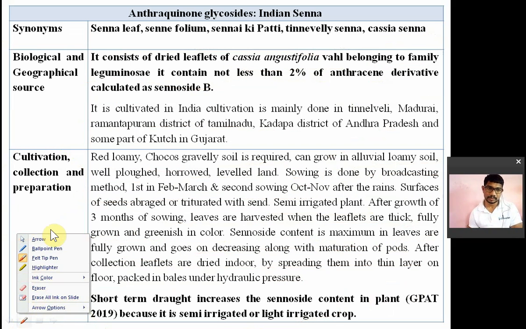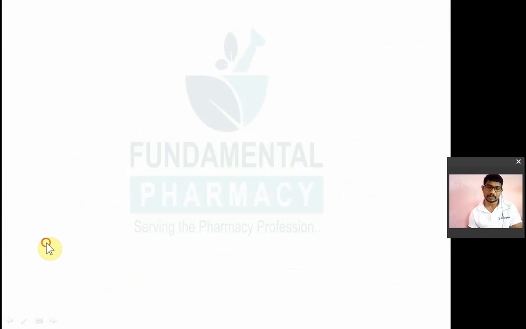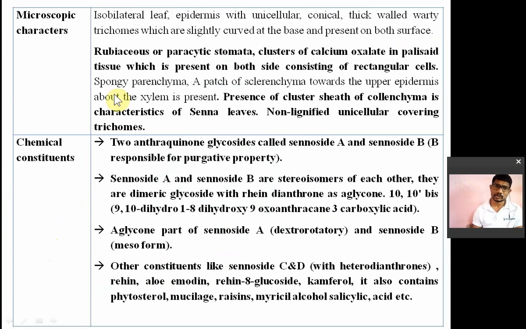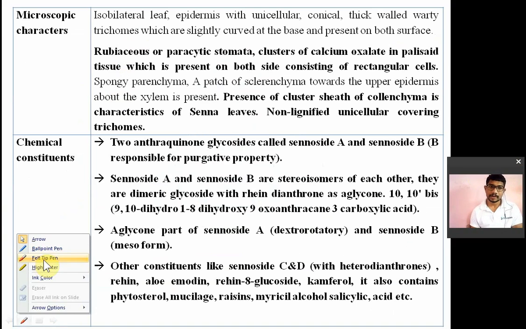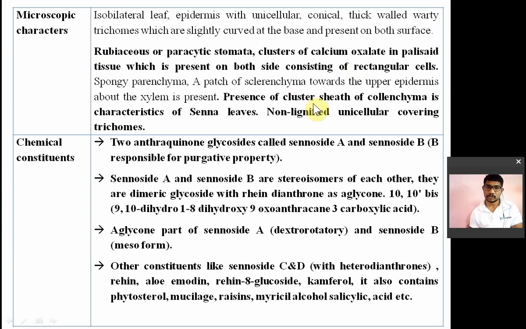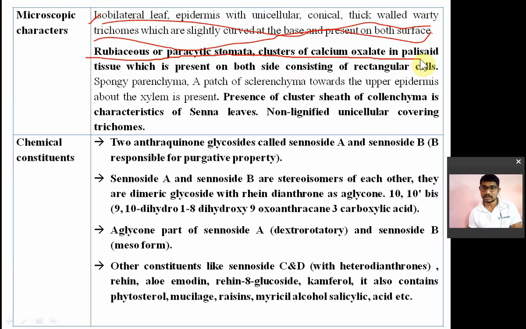We'll see the next point, that is chemical constituents and microscopy. Microscopic character: an isobilateral leaf is there in Senna. Epidermis with unicellular conical thick and warty trichomes. Look here, it is an isobilateral leaf, so trichomes are present on both surfaces. Now, rubiaceous or paracytic stomata, cluster of calcium oxalate in the parenchymatous tissue, which is present on both sides. Then palisade rectangular cells, spongy parenchyma. These are the microscopic characters.